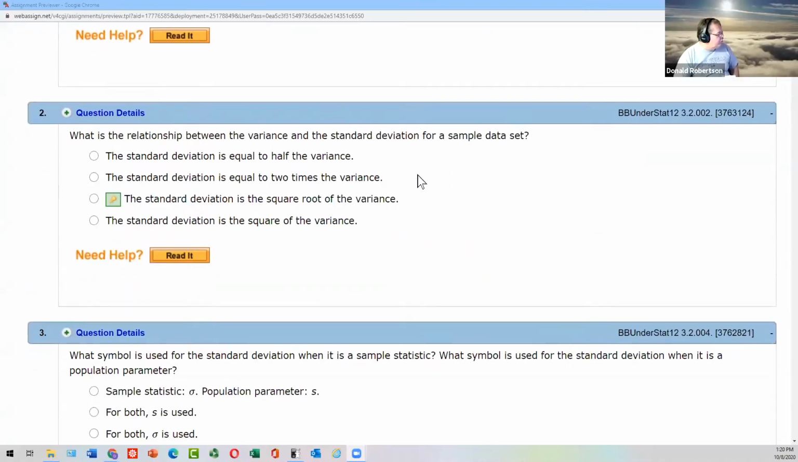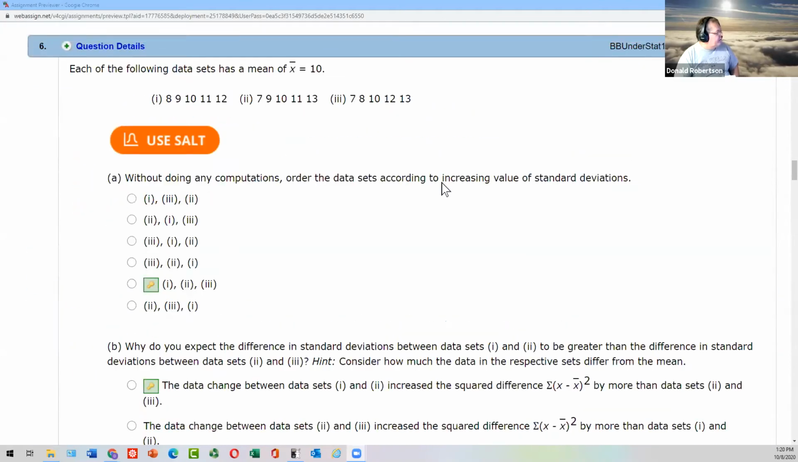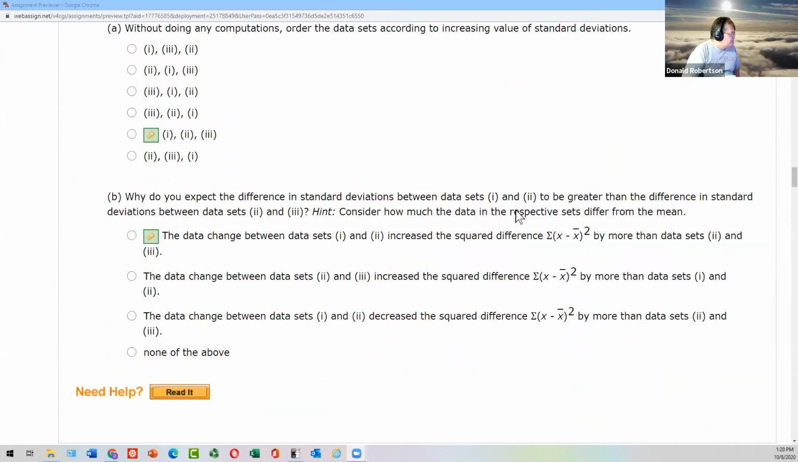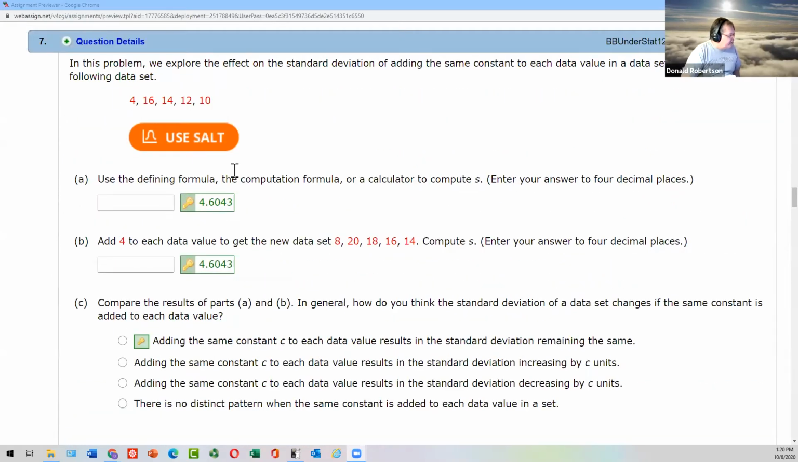Okay, here's the homework questions. There we go. Yeah, let's do this one. Here is a set of data. Here are the answers, right? Let's see what they look like.